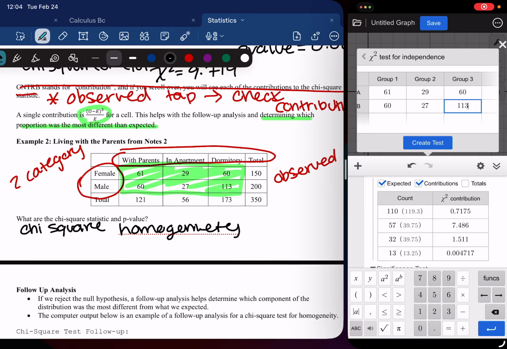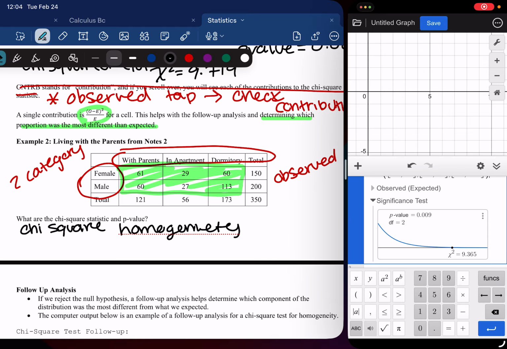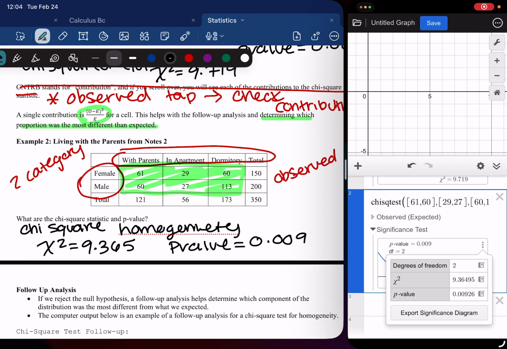So I hit create test, and if I go down to significance test, I should see my chi-squared value. So chi-squared is 9.365, and then I see my p-value, which is 0.009. And then, of course, I can click on those 3 dots, and I can get a more precise depiction of those decimals. So if I wanted to add more decimals to my p-value, that's where I would find them. And that's what we did on the last notes, where we said it was 0.00926. So that was a recap from notes 1 and notes 2. Any questions so far?